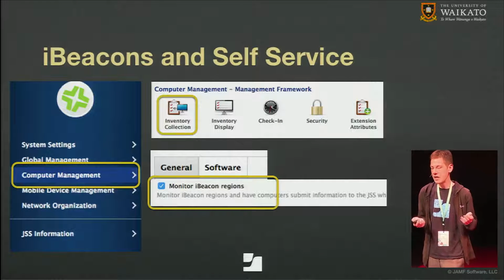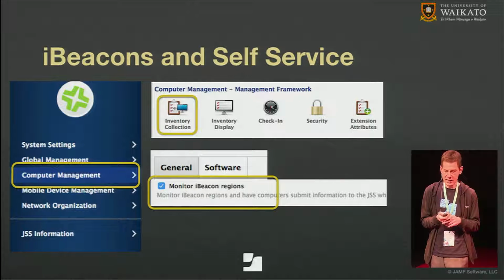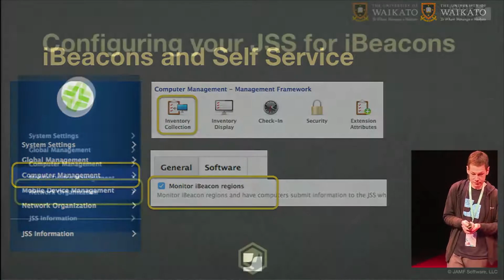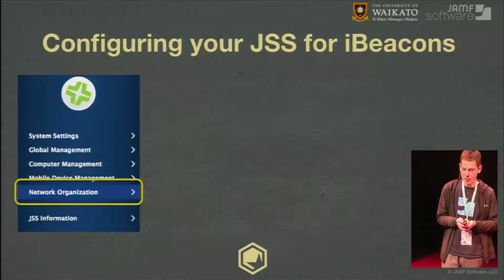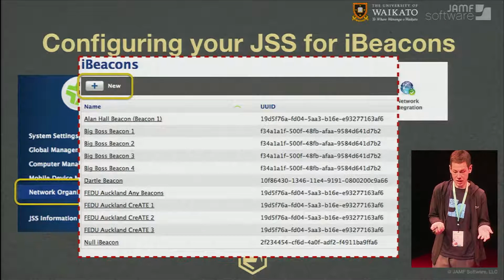So to set up beacons in your JSS, all you have to do is go into the inventory collection area, tell it to start monitoring iBeacon regions. Very easy. To configure your beacons, you simply go into the iBeacons area and you add each one.